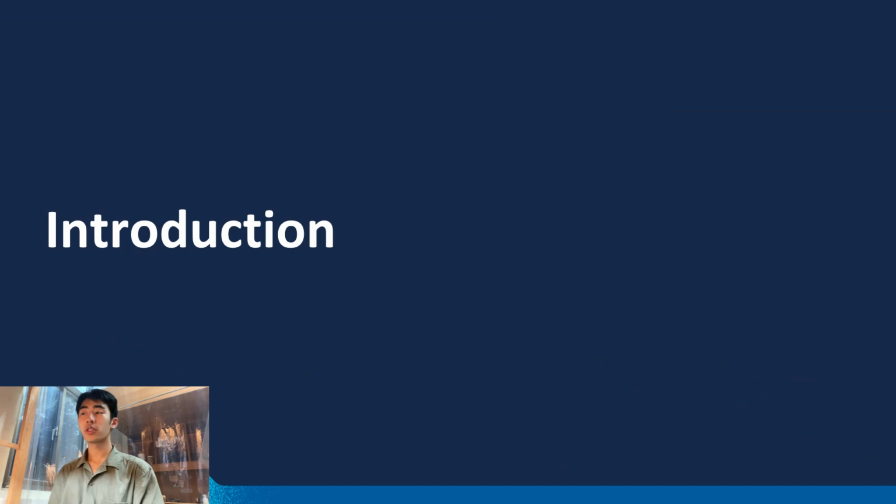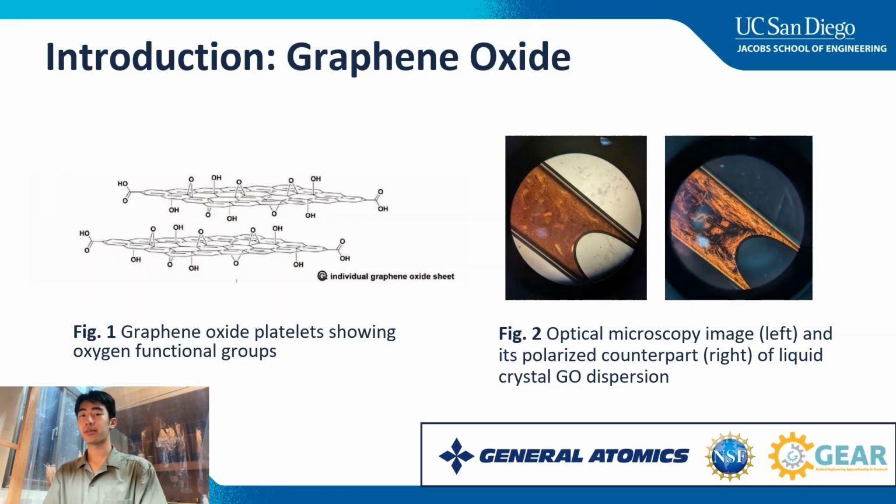So, a little introduction to the material I'm working with, graphene oxide. Graphene oxide is a novel nanomaterial containing oxygen functional groups attached to hexagonal carbon lattices in crystalline form. Research has shown that graphene oxide, or GO, has excellent mechanical and electrical properties compared to other materials.